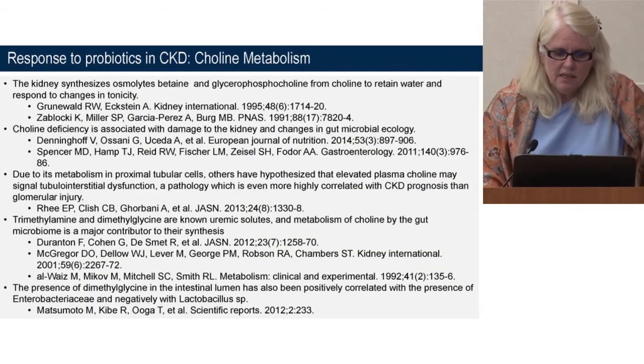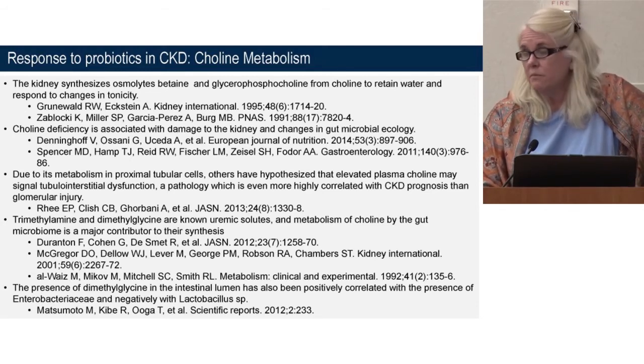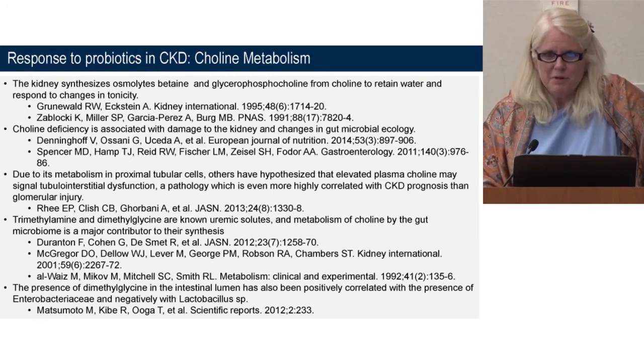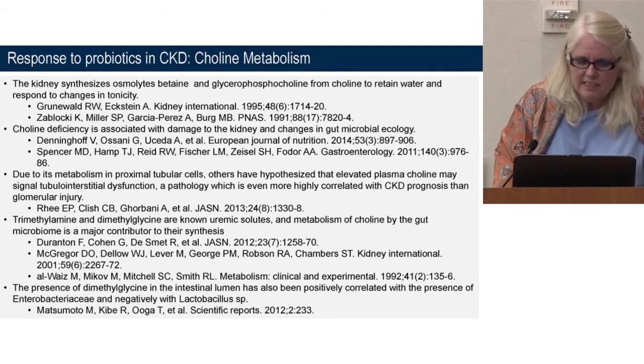And this again came back to the choline pathway, where the metabolites in red, and many of the metabolites that we saw that were either increased or decreased in BUN, or some people say that changed in the low BUN versus the BUN that didn't change, are related to this choline metabolism. And this makes a lot of sense because the kidney synthesizes osmolytes, betaine and glycerylphosphocholine, from choline to retain water and respond to kidney tonicity. Choline deficiency is associated with damage to the kidney and changes in the gut microbial ecology.